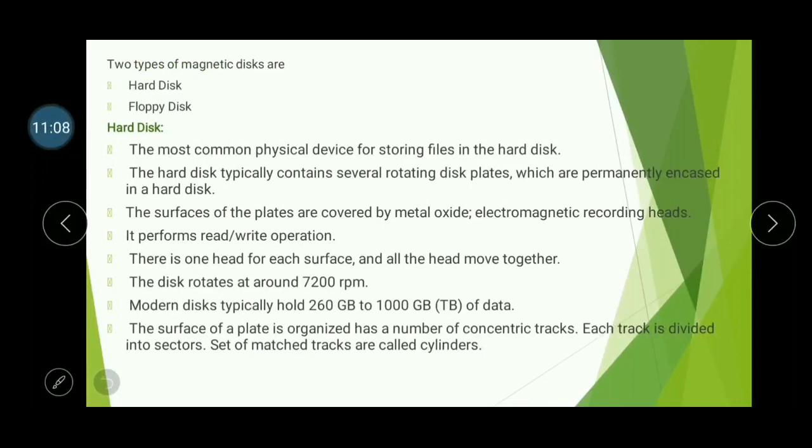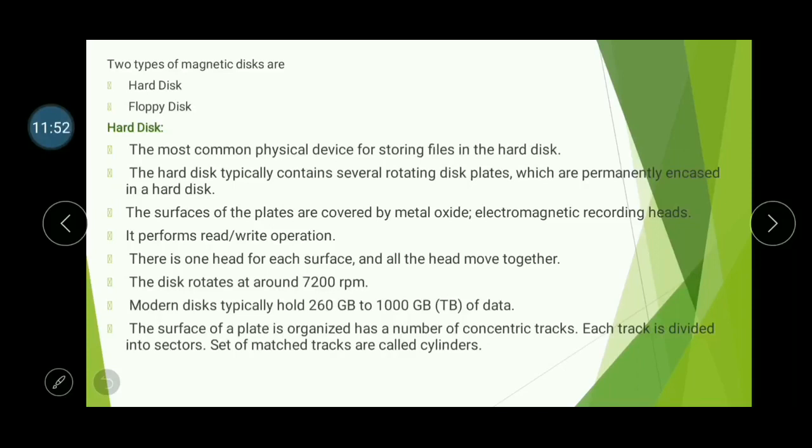The most common physical device for storing files is the hard disk. The hard disk typically contains several rotating disk plates which are permanently encased in a hard disk. The surfaces of the plates are covered by metal oxide. Electromagnetic recording heads perform read or write operations. There is one head for each surface and all the heads move together. The disk rotates at around 7,200 RPM.